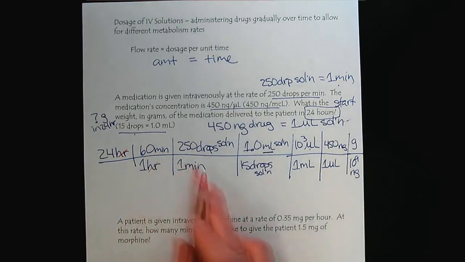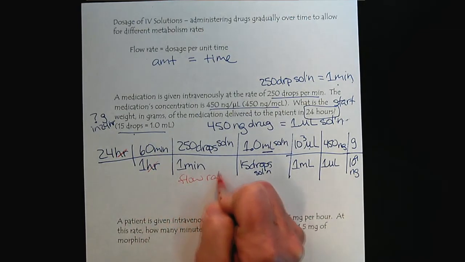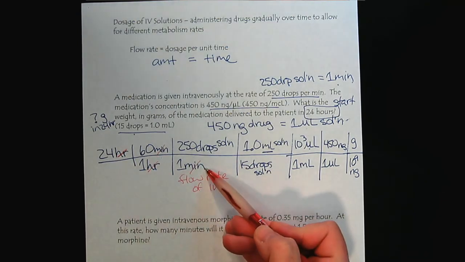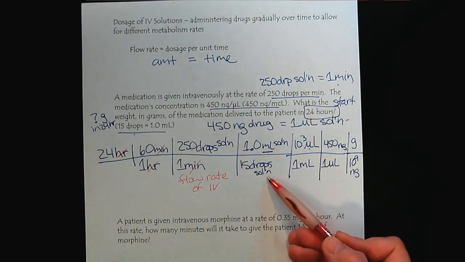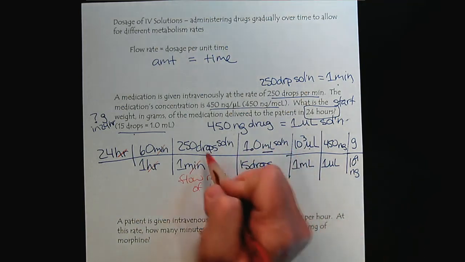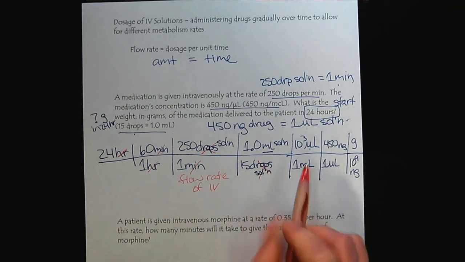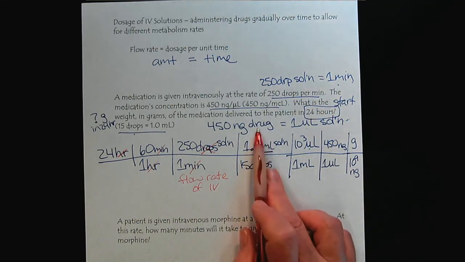Once we had minutes, we could use the flow rate of the IV to get us from time to the IV solution. Now that we're into the IV solution, we know that there's 15 drops of solution per mL. So we could get out of drops, which is a very strange volume unit, into something we're more comfortable with, like milliliters. Now that we have more information about the IV solution, we can find out about the drug.